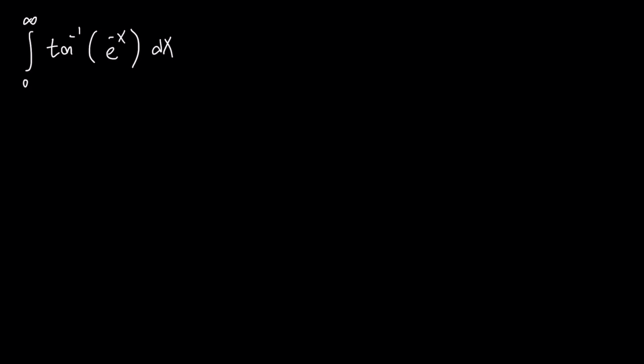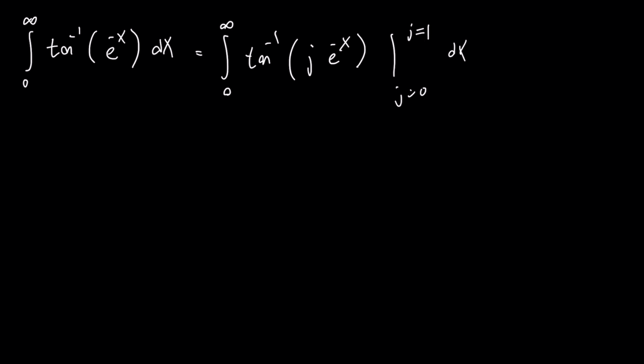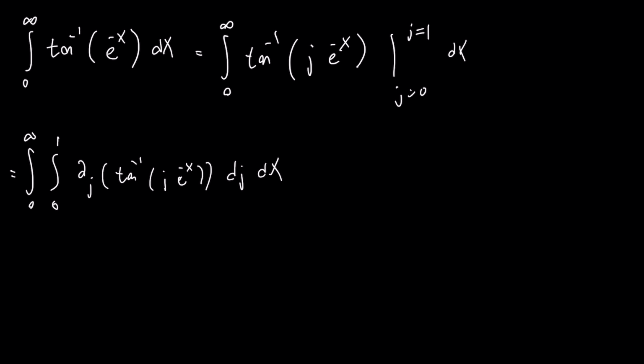Today we'll be doing the integral from 0 to infinity of the inverse tangent of e to the minus x dx. To start, we could rewrite this integral as the integral from 0 to infinity of the inverse tangent of j e to the minus x, where j is going from 0 to 1, dx. So this is equal to the integral from 0 to infinity and the integral from 0 to 1 of the partial derivative with respect to j of the inverse tangent of j e to the minus x dj dx.